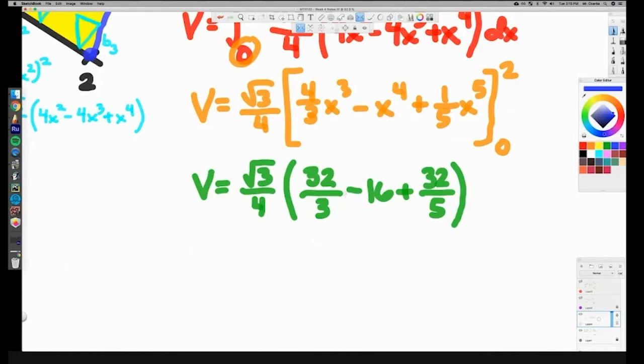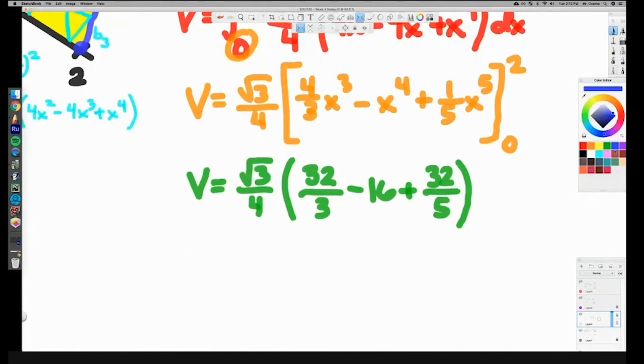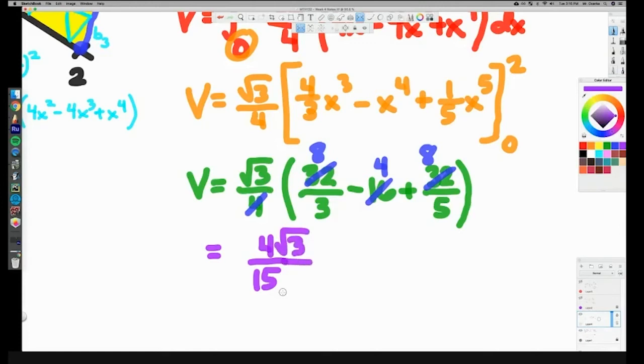Hold on. I did something wrong. Oh, no, I didn't. Okay. Sorry. All right. Divide everything by 4. Okay. Now 8/3. Let's just do 15 as the common denominator. So we're dividing by 15. This one's going to be 40 minus 60 is negative 20. And then multiply this by 3 is 24. So it's going to be 24 and negative 20. And then times the root 3, you should get 4 root 3 over 15.